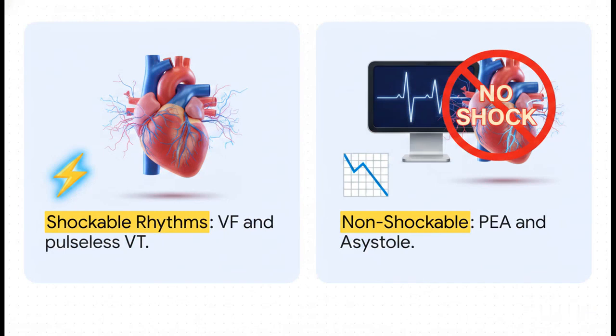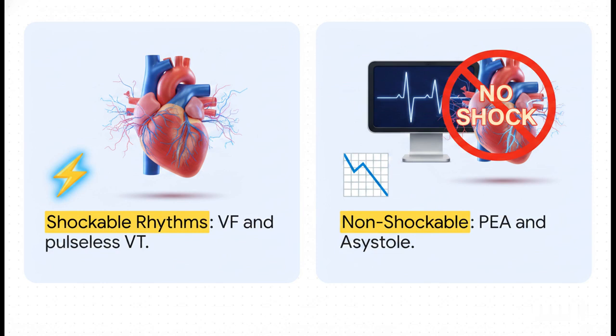Okay, to run a code effectively, we have to totally shift our mindset. We need to move from the initial panic of a sudden collapse into the highly logical, methodical mindset of a resuscitation leader. And it starts by categorizing cardiac arrest into two main pathways. First, you have your shockable rhythms. This is ventricular fibrillation and pulseless ventricular tachycardia. Then, you have your non-shockable rhythms, which are pulseless electrical activity, or PEA, and asystole.